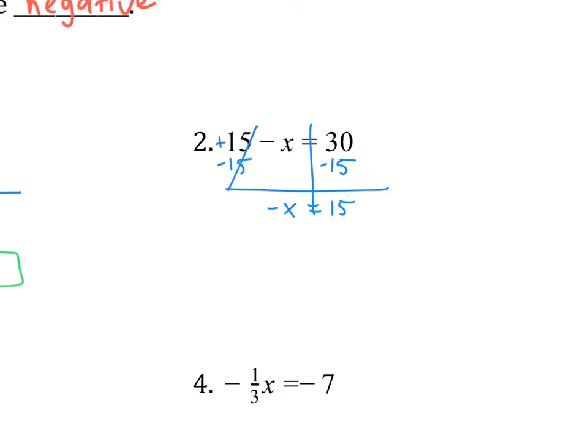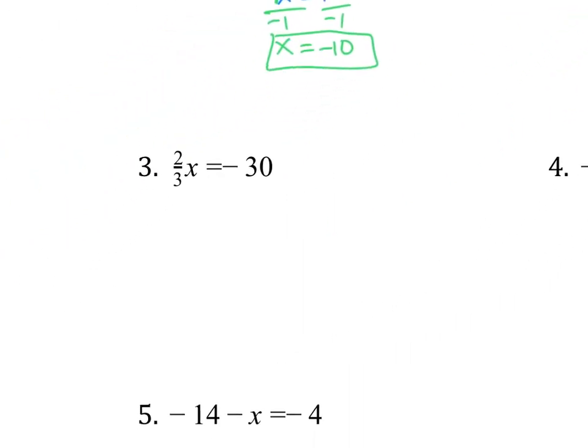Last time I divided by negative 1. This time you'll see that if I multiply both sides by negative 1, it will also get rid of that negative. So I'm going to multiply both sides by negative 1, and then negative 1 times negative x gives us a plain x, equals 15 times negative 1, which is negative 15. And that's our answer, x equals negative 15. Now let's look at a couple involving fractions.